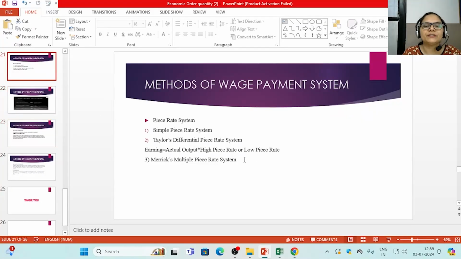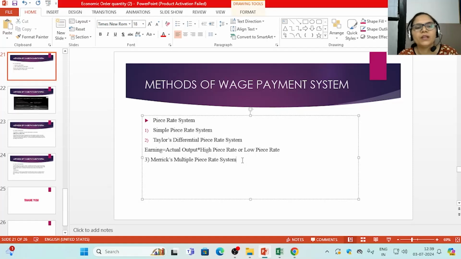Merrick's multiple piece rate system. We studied that Taylor's differential piece rate system has a very major drawback, that it is very severe in its punishment, paying a low amount to the workers who are performing at a low rate. This kind of demerit has been removed under Merrick's multiple piece rate system.